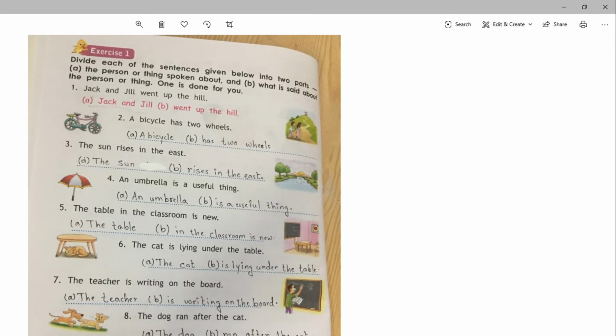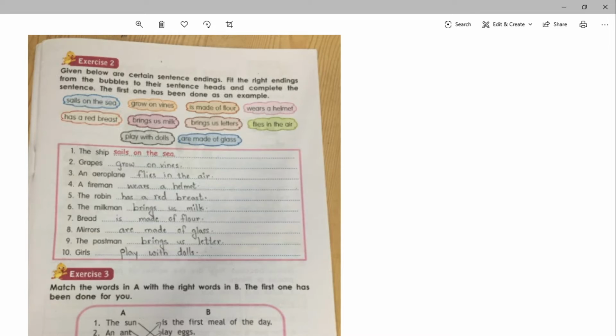Okay, now let's go to the next page, that is exercise 1. Divide each sentence given below into two parts. There is one sentence given for you, and we have to divide the sentence accordingly, part A and B. Let me read one for you. Jack and Jill went up the hill. So our first part will be Jack and Jill. They are the persons we are speaking about. And what are we saying about Jack and Jill? That they went up the hill. Fine. The rest I have done for you. You can write it down in your copy. Next, we will go to the next page.